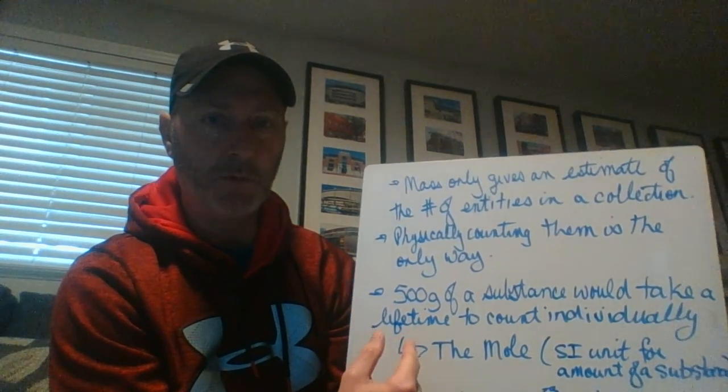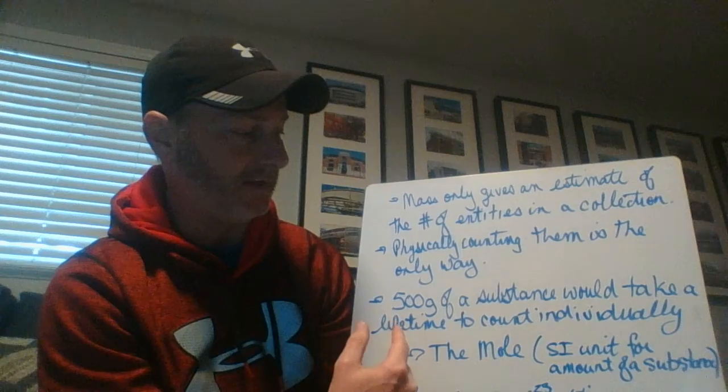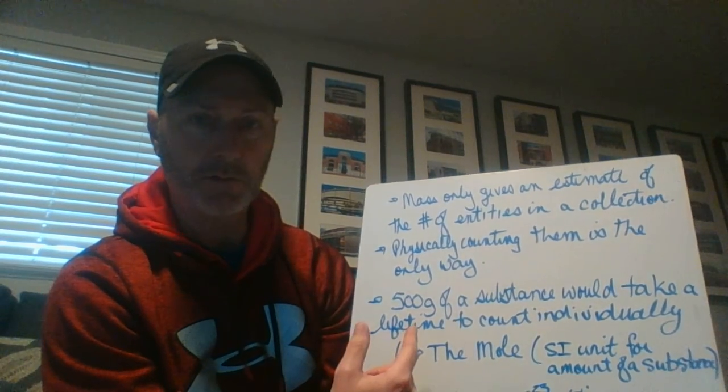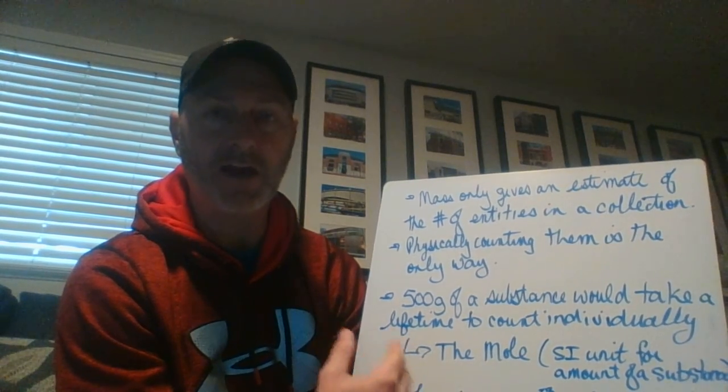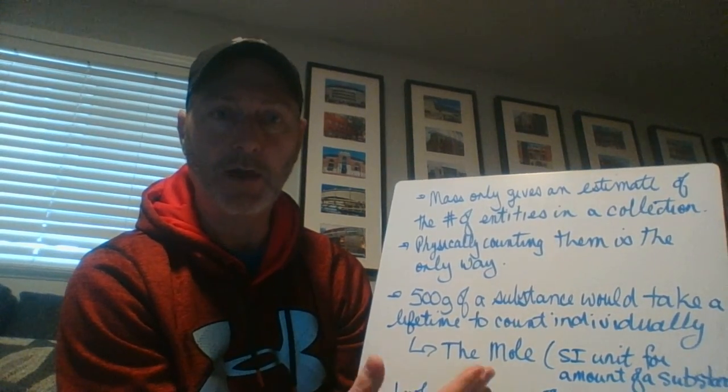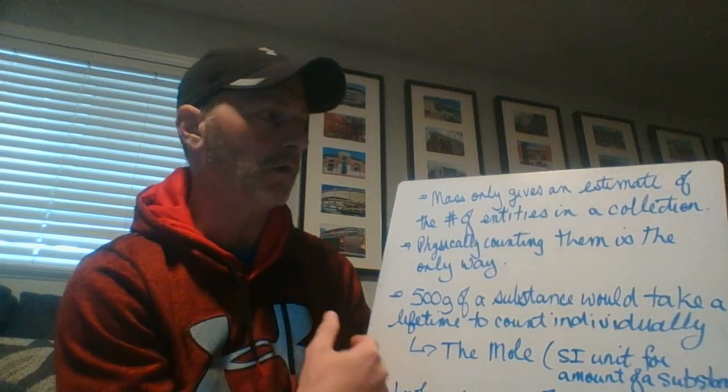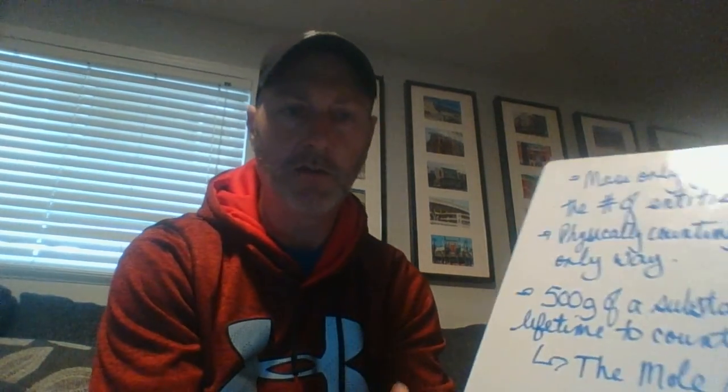So if we took 500 grams of any one substance and we wanted to count the individual molecules in 500 grams of any substance, it would take you basically an entire lifetime to count that. That's how many are actually in there. So we need a better way to count. If you look at your note where they have the tennis balls and golf ball example, you can go through that one. Again, it basically tells us that mass is just an estimate. So what we need is another way of counting.